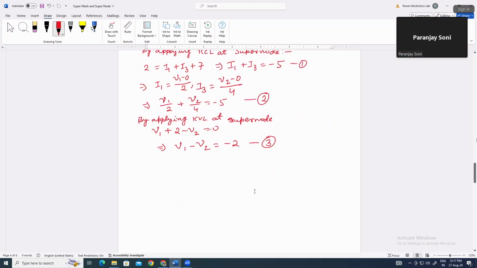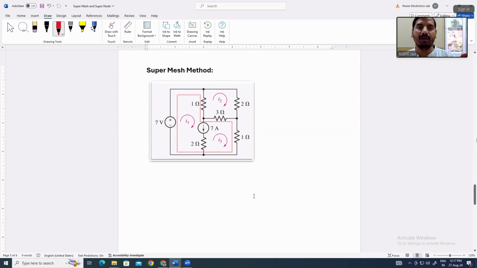Okay, thank you. Then we will move towards the supermesh method. This is a special case of the mesh method. In the mesh method, you have to look at the number of meshes in the circuit, meaning the individual loops, and then we have to take the current direction in the meshes. We have to number the meshes: mesh 1, mesh 2, mesh 3, mesh 4, like that. And then we have to assume currents.